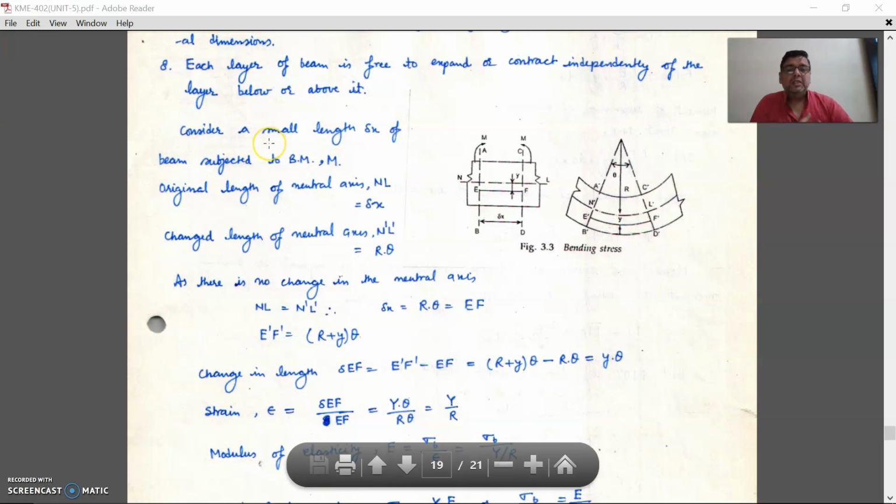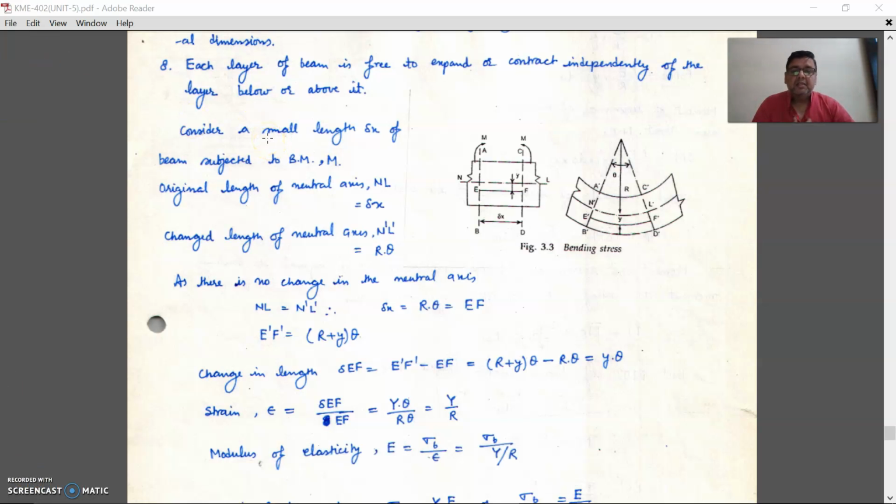Right. So this is the next section of your bending moment equation, and that bending moment equation is M upon I is equal to sigma upon y is equal to E by R, right? And that's how we'll derive this equation.